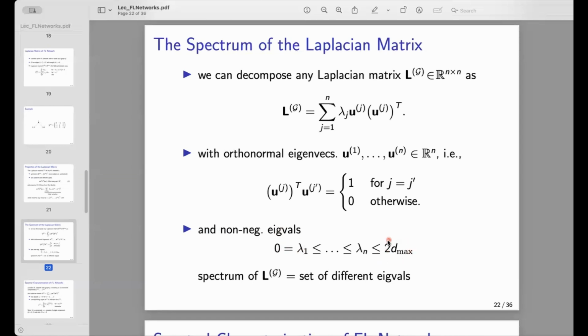On the other end, we can upper bound these eigenvalues by the maximum node degree. So you see also how the graph structure, the network structure, by this maximum node degree, is tied to the eigenvalues of the graph Laplacian matrix. Any eigenvalue is upper bounded by 2 times the maximum node degree.